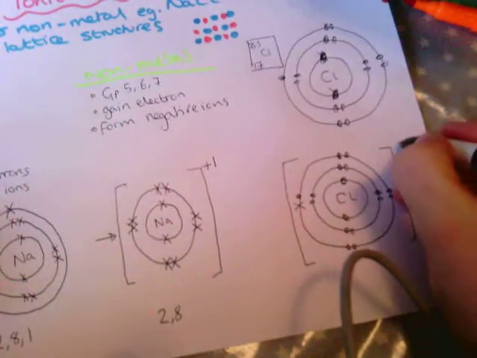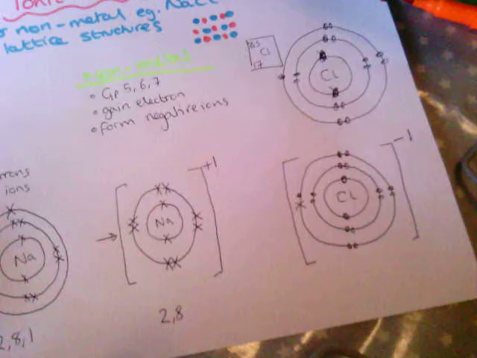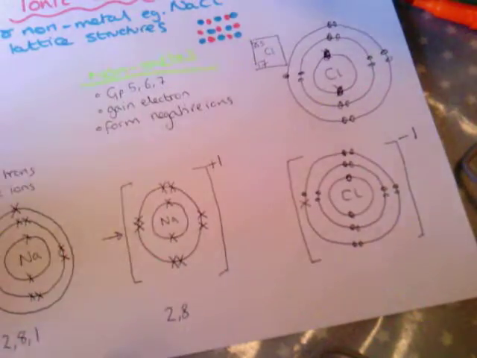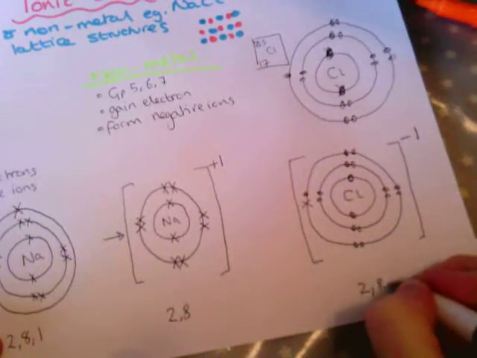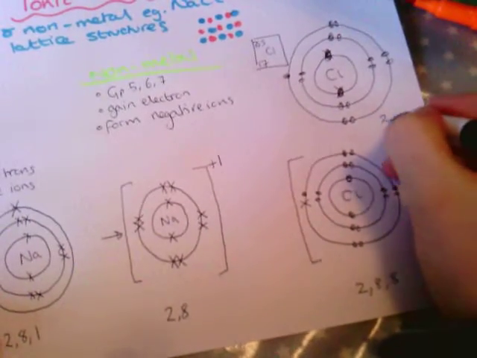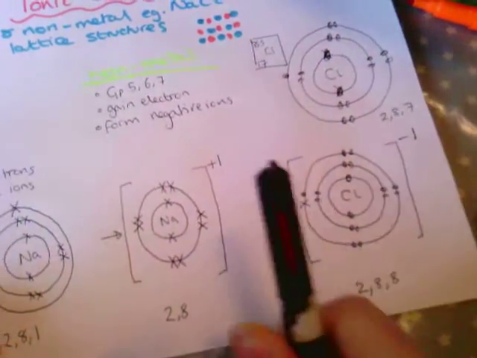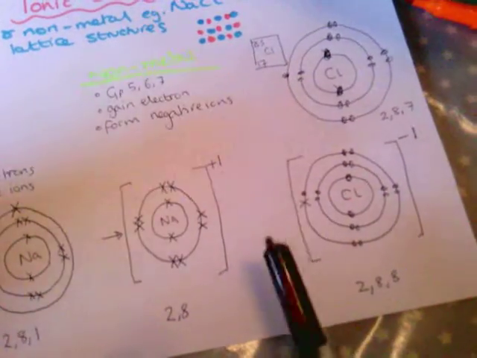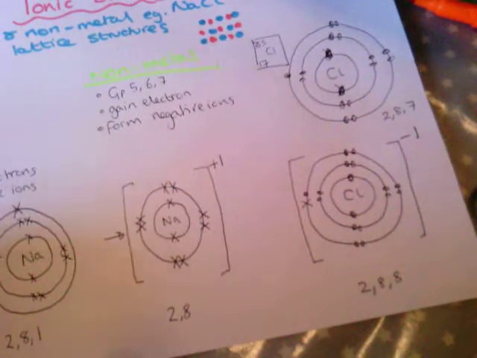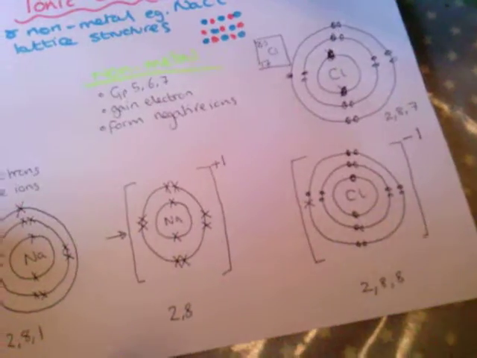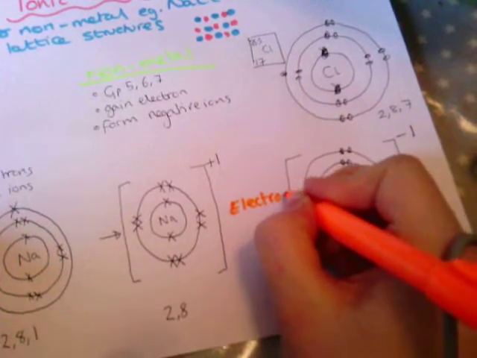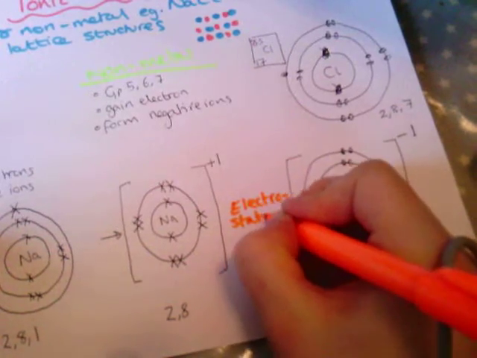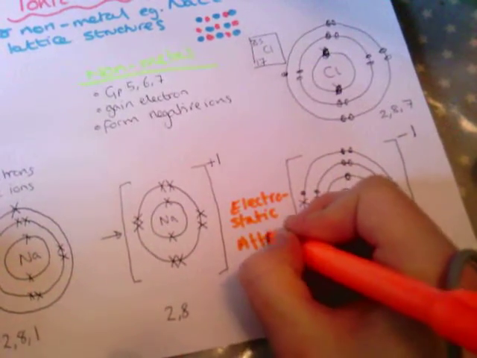So we've got our two ions. We've got a positive ion. This is just 2,8 now. This was 2,8,1. And we've got a negative one. And the key thing is, because they are oppositely charged, there is going to be electrostatic attraction. Electrostatic attraction. So basically, opposites attract. And that's a key bit lots of people miss out when they're doing exam questions.